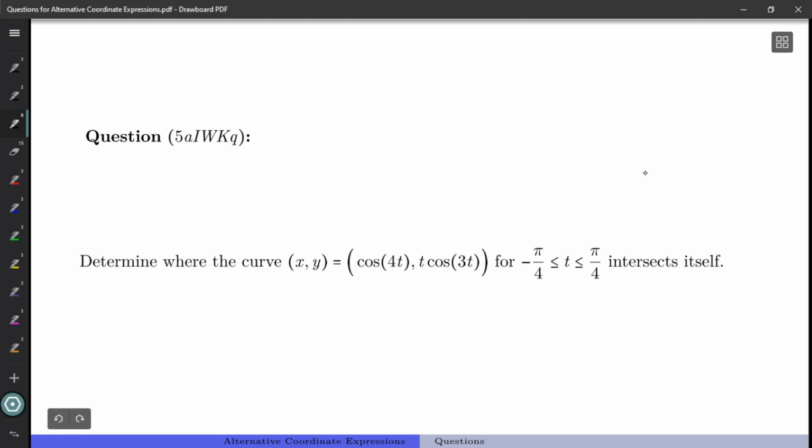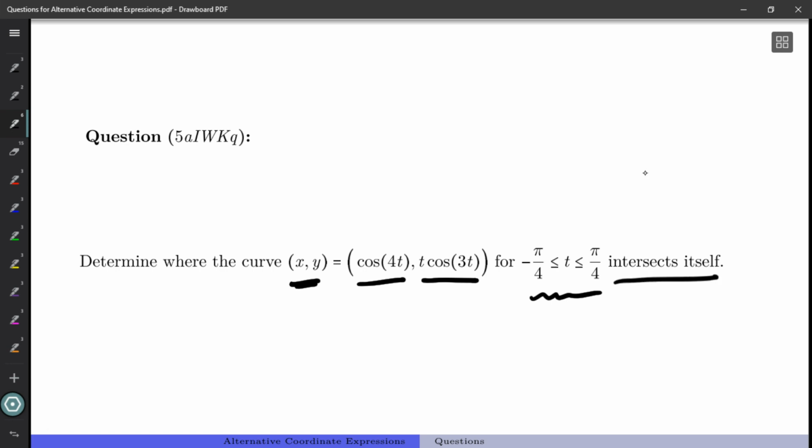Determine where the curve, whose x and y coordinates are given by cosine 4t and t cosine 3t, and we're only looking for parameter values between negative pi by 4 and pi by 4. Obviously, you could enter larger or different t values in here, but the curve is being restricted, so we're only working with so much of the curve. Okay? So determine where this intersects itself.